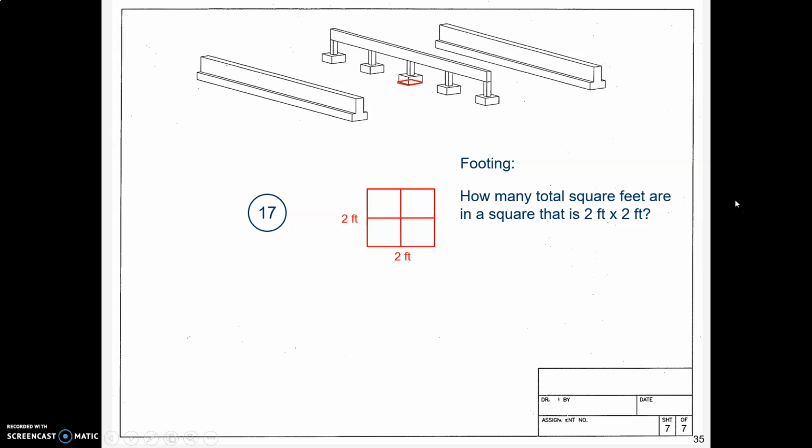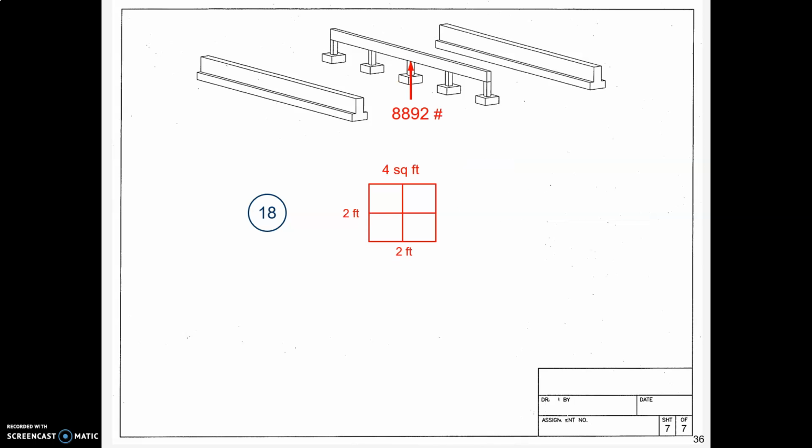All right, question. How many square feet are in a square that's 2 feet on a side? Well, if it bugs you to think about that, you can draw a picture, which is what I did here. Each one of these squares is 1 foot, and without doing a lot of math, you can just count them. 1, 2, 3, 4. There are 4 square feet in that 2 by 2 square. And that is the critical footing that is holding up that big old weight of 8892 pounds.